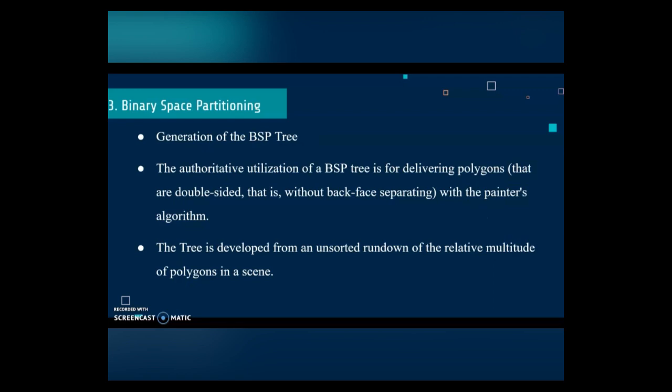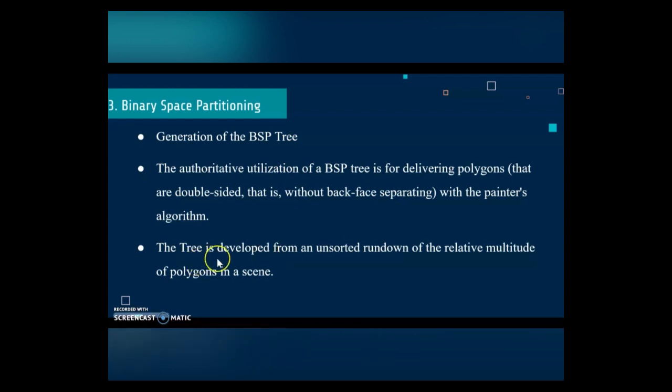So moving on to the next slide, we have the generation of the BSP tree. The authoritative utilization of a BSP tree is for rendering polygons that are double-sided, that is without back face culling, compared with the Painter's algorithm. The Painter's algorithm is basically the opposite of BSP. It starts from back to front. All the shapes will be drawn behind first, and then the front will come afterwards. What that will do is increase the CPU cycles, and it will create overdrawing, which is less efficient compared to the BSP.